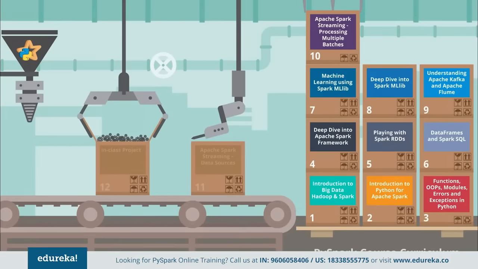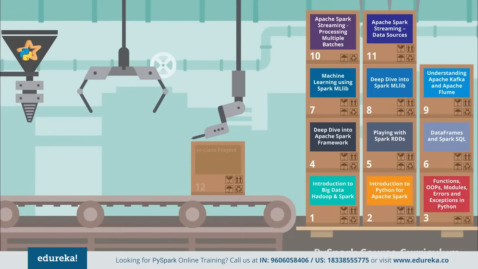Now, Module 10 is Apache Spark Streaming. In this module, you will work on Apache Spark Streaming, which is used to build scalable fault-tolerant streaming applications. You will learn about DStreams and the various transformations performed on the streaming data. You will get to know about commonly used streaming operators such as the sliding window operator and the stateful operators.